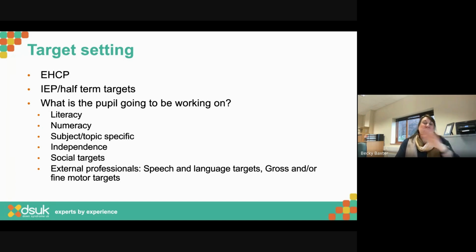Then we can use that across all different topics, whether it's about science or geography or history. I know what my literacy target is. I can bring that in. I can get that high level of repetition. I can then focus my differentiation around that.